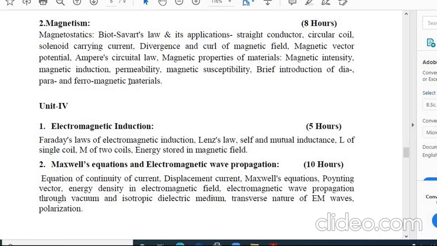So next point is the divergence and curl of magnetic field, magnetic vector potential, Ampere circuital law, magnetic properties of various materials, that is magnetic materials. Those properties are magnetic intensity, magnetic induction, permeability, magnetic susceptibility, and also we are going to introduce some brief basic theories of dia, para and ferromagnetic materials. So this is overall the chapter on magnetism.